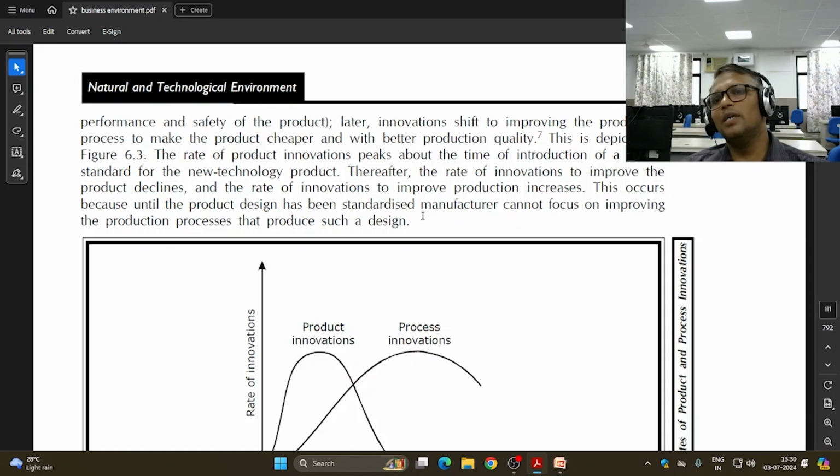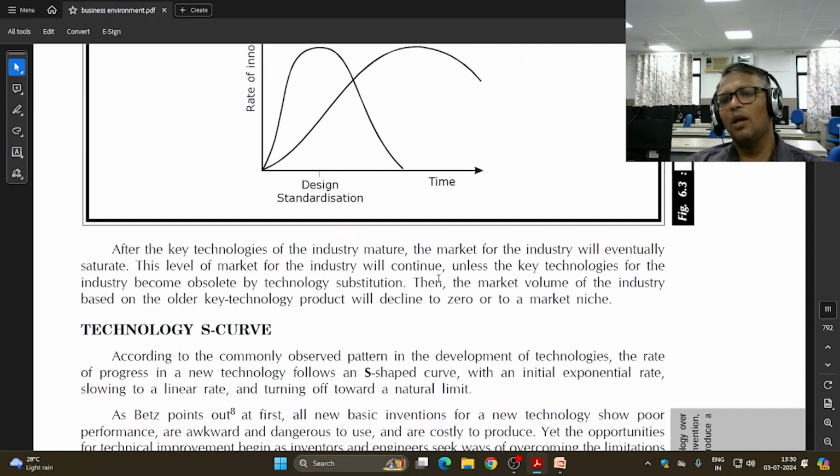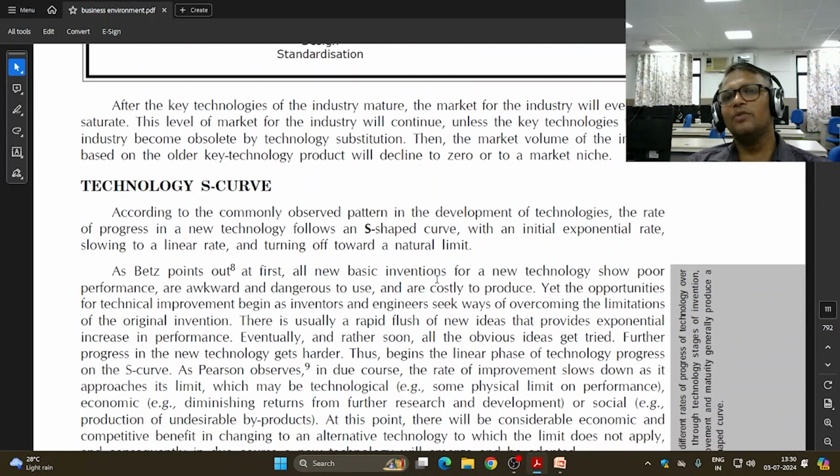This improves because until the product designs have been standardized, manufacturing cannot focus on improving the production processes that produce such a design. After the key technologies of the industry mature, the market of the industry will eventually saturate. This level of market of the industry will continue unless the key technologies for the industry become obsolete by technology substitution. Then the market value of the industry based on the older key technology products will decline to zero, out of the market range.